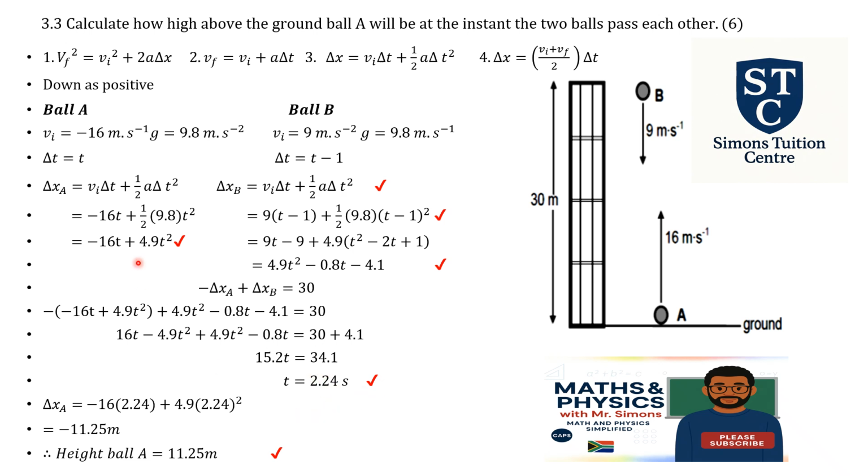Substitute back in. Remember we want ball A, so the distance traveled by A, where t becomes 2,24 and t squared becomes 2,24 squared. If I multiply them out, I get negative 11,25 meters. So the height that ball A traveled before it meets ball B is from here to there, 11,25 meters. I hope you follow. 1 mark for time and 1 for getting the correct answer. It should be more than 6 marks, but take note, if you make an error, you're losing more marks. I hope you understand.